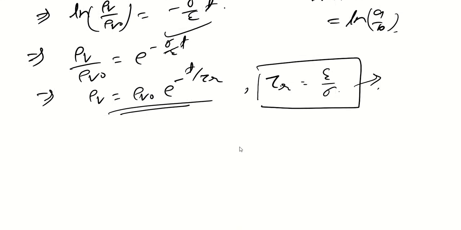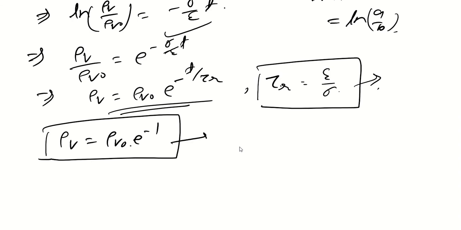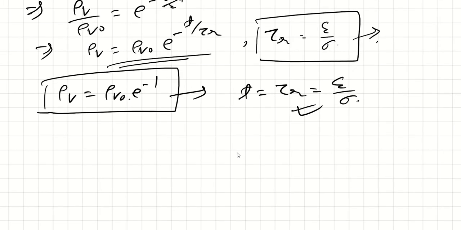So what I mean to say is, if rho v has to be equal to the initial density times e to the power minus 1, right? So t has to be equal to tau r, which is equal to epsilon by sigma. All right. So this is the relaxation time that you have got.